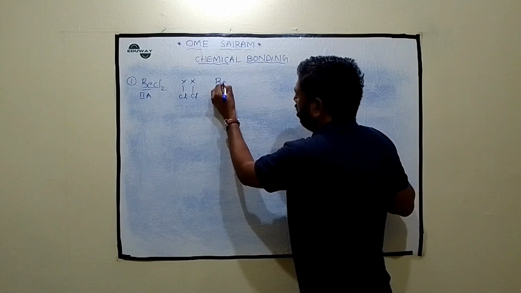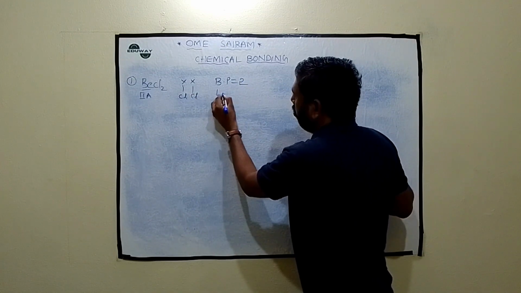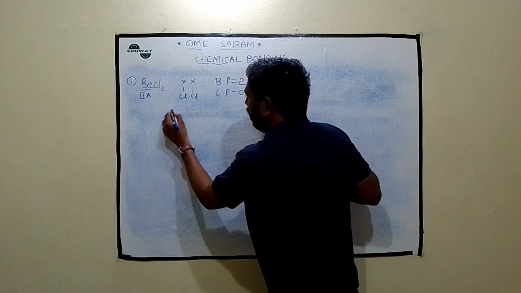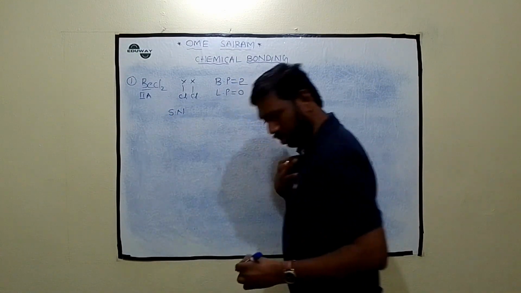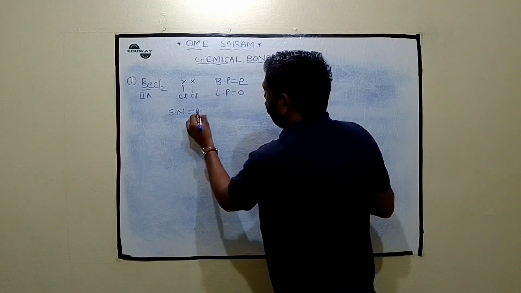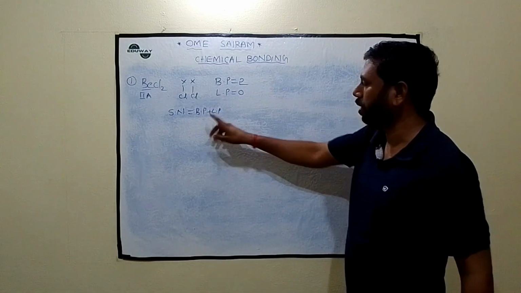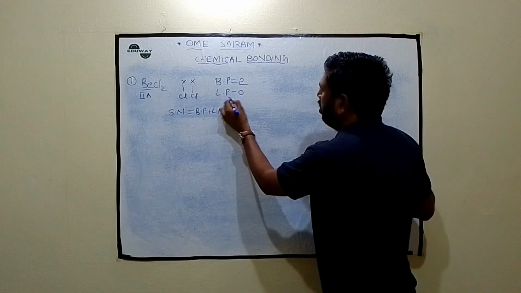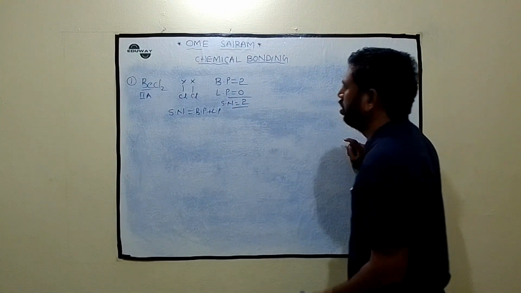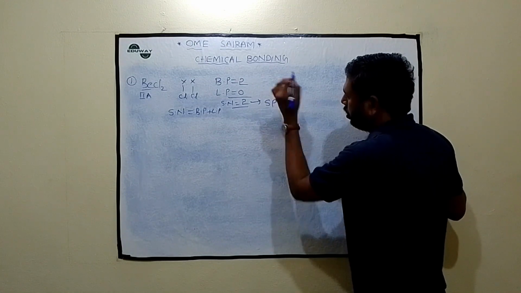Here, how many bond pairs? Two bond pairs, and lone pairs 0. There are no lone pairs. Now the steric number. What is the steric number? The sum of bond pairs plus lone pairs is called the steric number. Here the steric number is 2 plus 0, that is 2. If the steric number is 2, the hybridization should be sp.